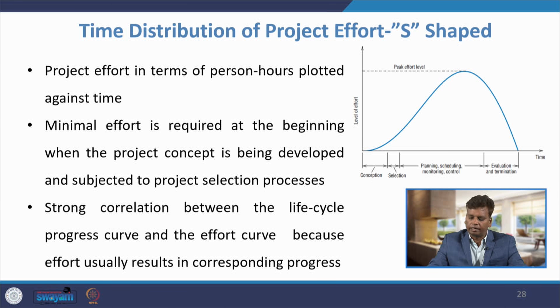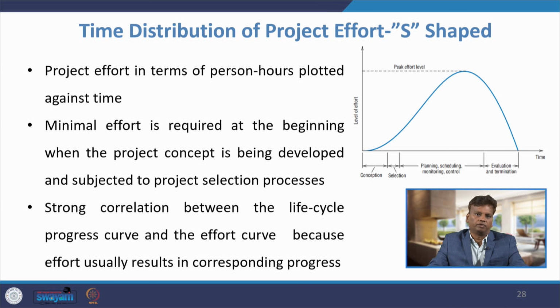Look at the x axis, there are different stages of the product life cycle: conception, selection, planning, scheduling, monitoring, control, evaluation, termination. In y axis, level of effort. So, during the conceptual stage the effort is very less. During the planning, scheduling, monitoring and control, then the level of effort is very high.